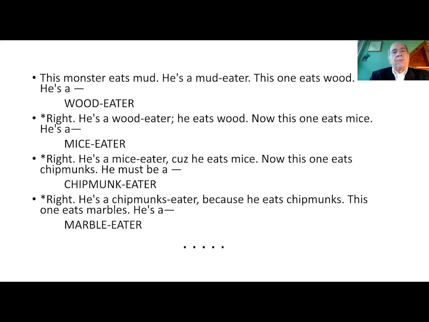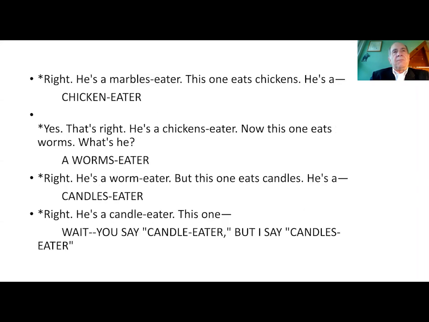This one eats marbles. He's a marble eater, she said. And there were a number of examples that I'm leaving out here. I say, right, he's a marbles eater. This one eats chickens. He's a chicken eater, she says. Yes, that's right, he's a chickens eater. Now, this one eats worms. What's he? A worms eater, she says. And I continued with a few more examples of this as well. But eventually I switched back on her. I said, right, he's a worm eater. This one eats candles. He's a candles eater, she says. Right, he's a candle eater, I said. This one, wait, she said, you say candle eater, but I say candles eater.